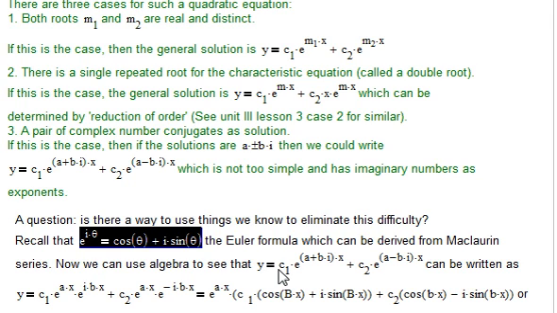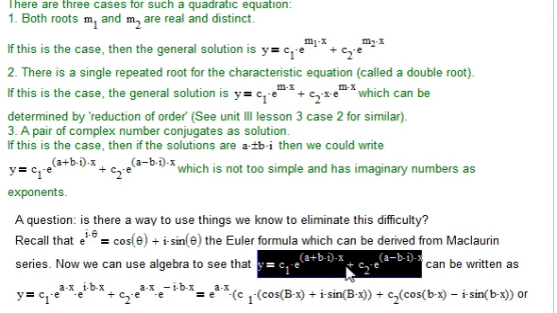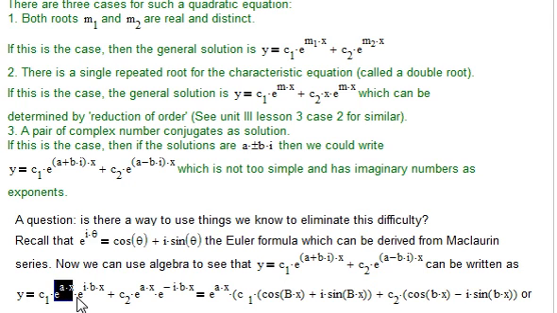Anyway, if we do that, then we can see this y can now be written, using the rule for exponents, as c1 times e to the ax times e to the ibx, plus c2 times e to the ax times e to the negative ibx. And so we can factor this e to the ax out, and e to the ibx and e to the negative ibx, trust me, you would wind up with cosine bx plus i times the sine of bx. And yes, that's really only this one, so let's put the other one out there too.